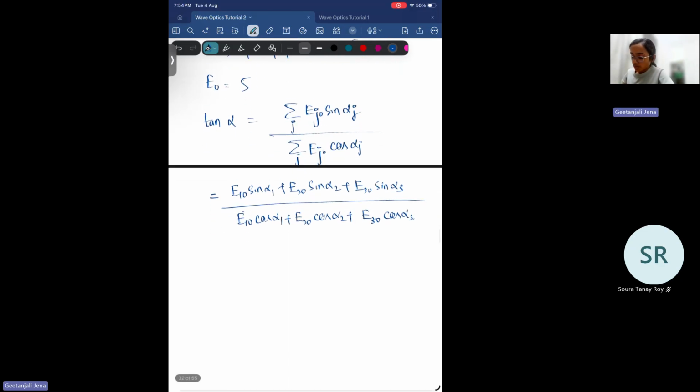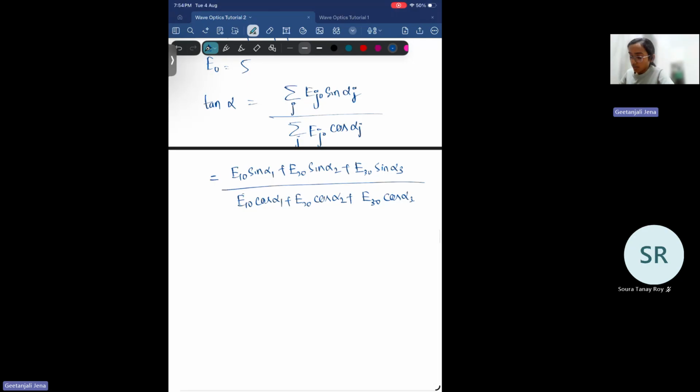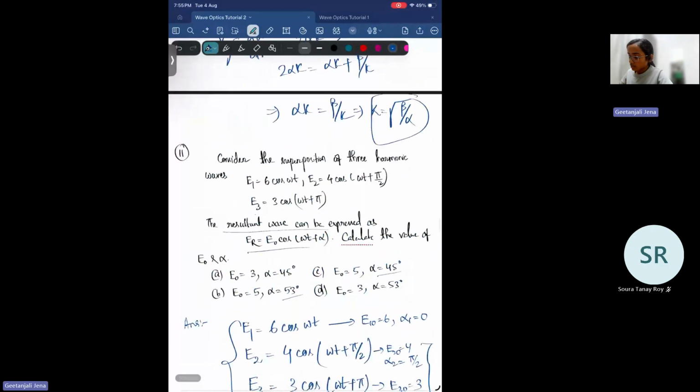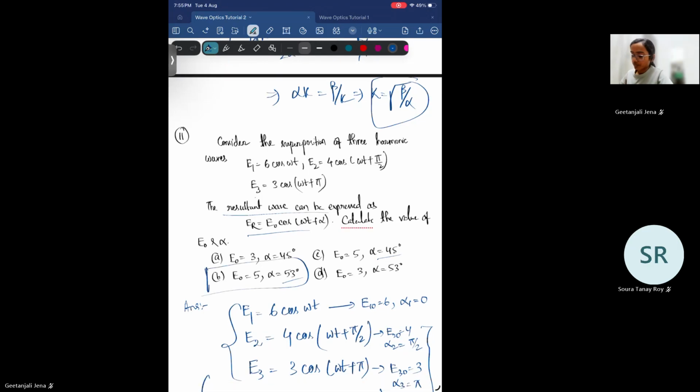So we know the values of alpha 0, alpha 1, alpha 2, alpha 3. So just put it and I think you will get a value of 4 by 3. So that means alpha is tan inverse 4 by 3, which is around 53 degrees. So the answer would be option B. Okay.